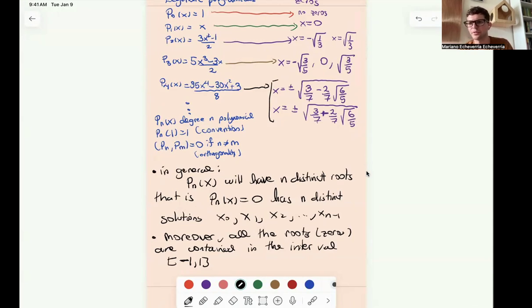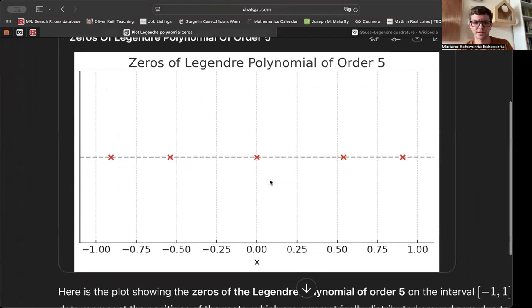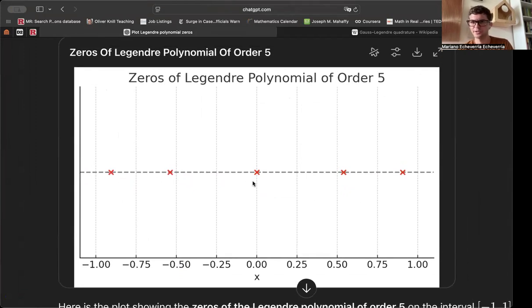So let me show you how they look. I asked ChatGPT to do it because it was super convenient. For example, this is the Legendre polynomial of degree 5, and it has 5 roots. It has 5 zeros. You can see here the 5 roots, in red. Let me see if I can zoom in, hopefully that is easier for you to see. Those are the 5 zeros of the degree 5 Legendre polynomial.